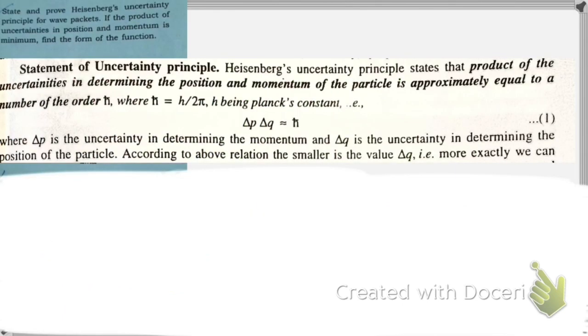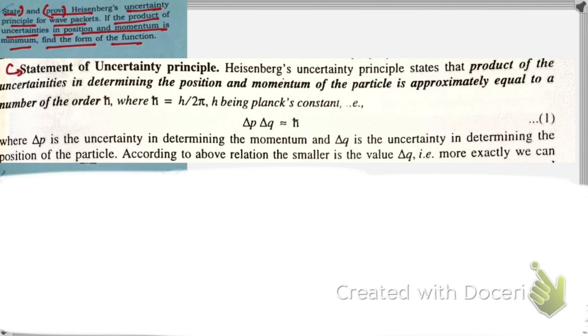Our next question is: state and prove the Heisenberg uncertainty principle for wave packets. If the product of uncertainties in position and momentum is minimum, find the form of the function. We need to prove this, and also give the statement. So this is the statement.